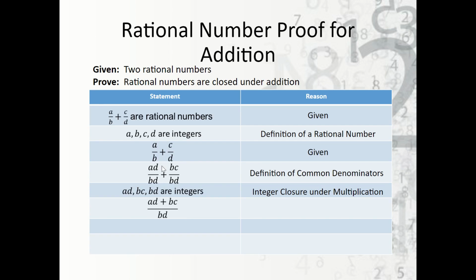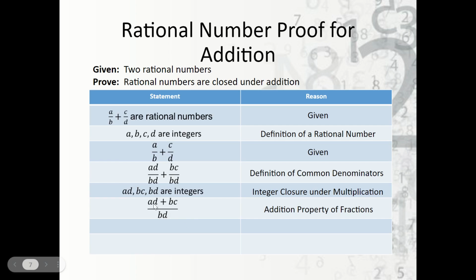Now, we're going to go ahead and combine the numerators, just like we would with addition of fractions. So we have AD plus BC, and the denominator stays the same, which is BD. And that's just the addition property of fractions, right? The addition property of fractions says we add the numerators and leave the denominator as is.